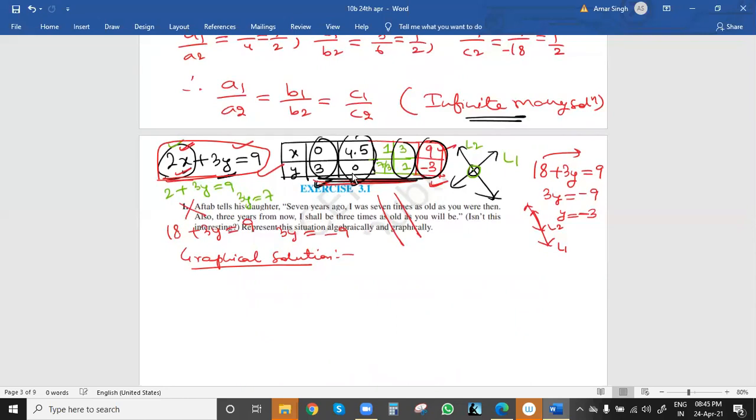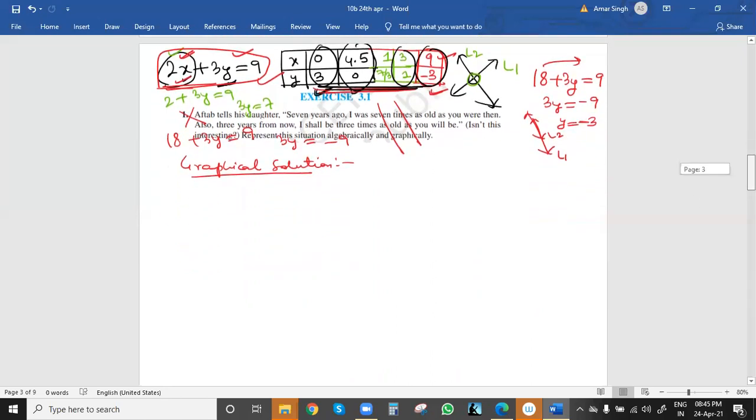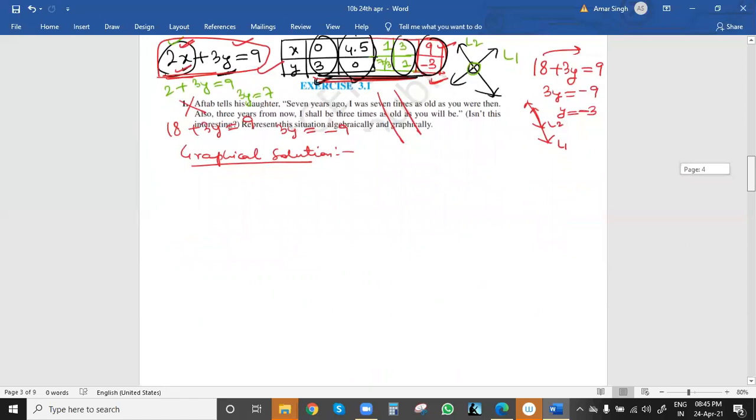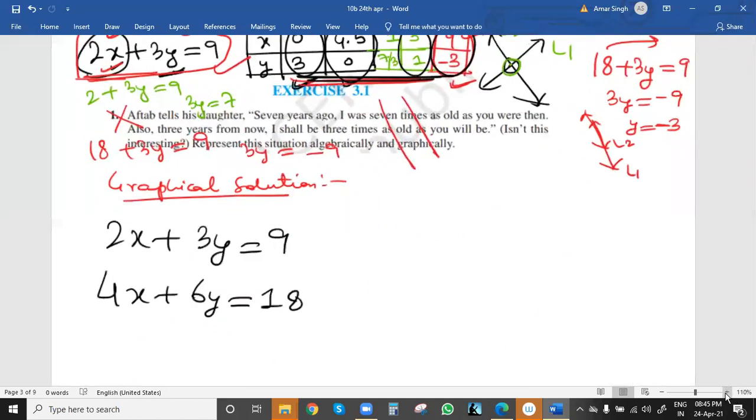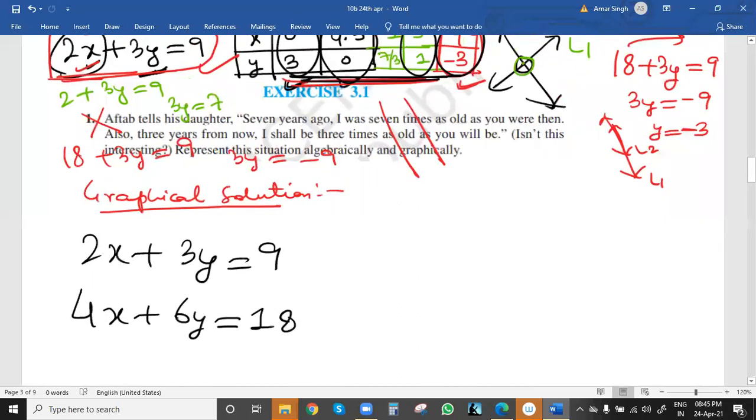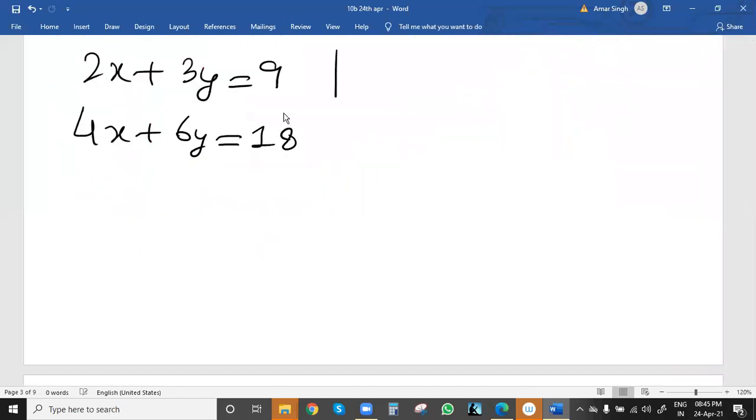Correct. Now quickly we'll see the graph of both the equations. First one was 2x plus 3y equal to 9, and second one is 4x plus 6y equal to 18. So in five more minutes we'll draw the graph and complete this question. In the first, we can take two values. Just take 2 points, because minimum 2 points we need to draw a line.